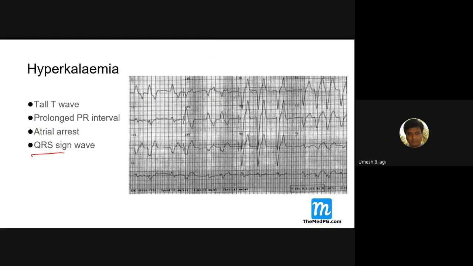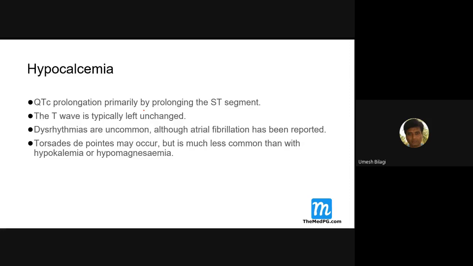And there is a QRS sine wave, because the T wave becomes so tall, there is sine wave formation like this. Sine wave, QRS sine wave. You can see here, there is no sine wave here, but a sine wave can happen. I'll show the diagram next time. I did not put the sine wave here. Fine. Now we'll go to hypocalcemia.